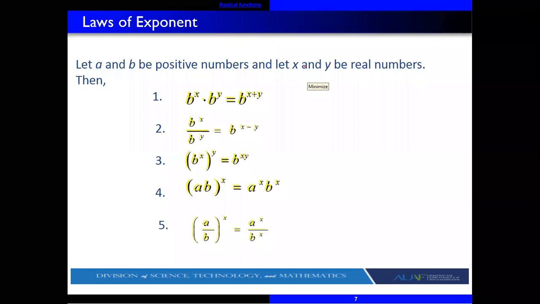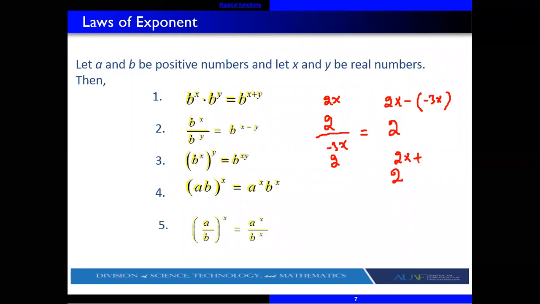Okay, if the exponent becomes negative, you can still subtract. For example, if we have 2 power 2x divided by 2 power, let's suppose, minus 3x, then take one base and subtract their powers: 2x minus, and then we have minus 3x. So 2 power 2x plus 3x, because minus minus becomes plus.